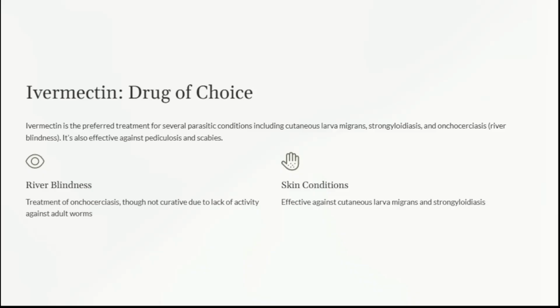It is given orally. Dosing examples: for strongyloidiasis, a common regimen is 200 micrograms per kilogram once, often repeated after 2 weeks. For onchocerciasis, the dose is 150 micrograms per kilogram once. This dosage is typically given annually during mass treatment campaigns. Because it's so potent, even a single dose can greatly reduce the parasite burden.